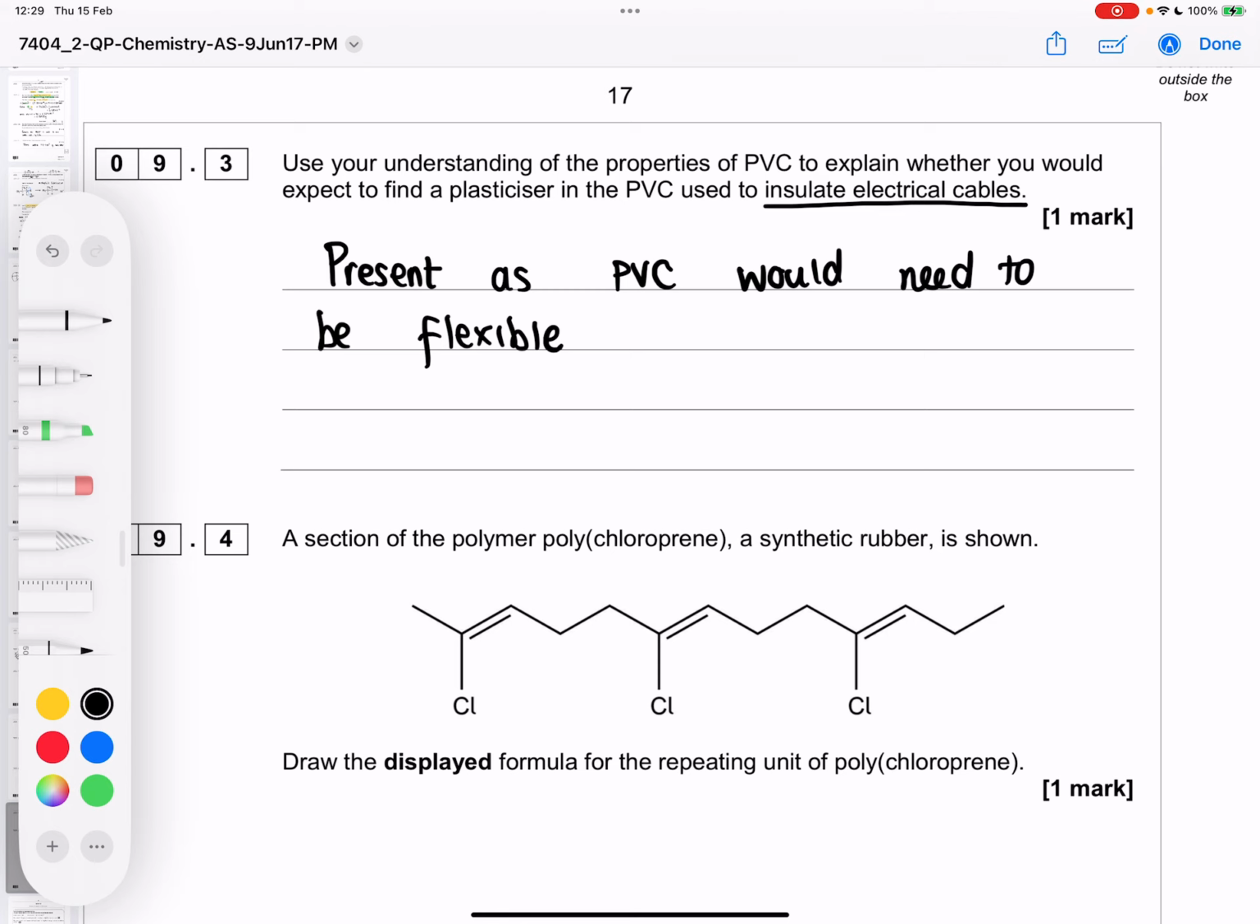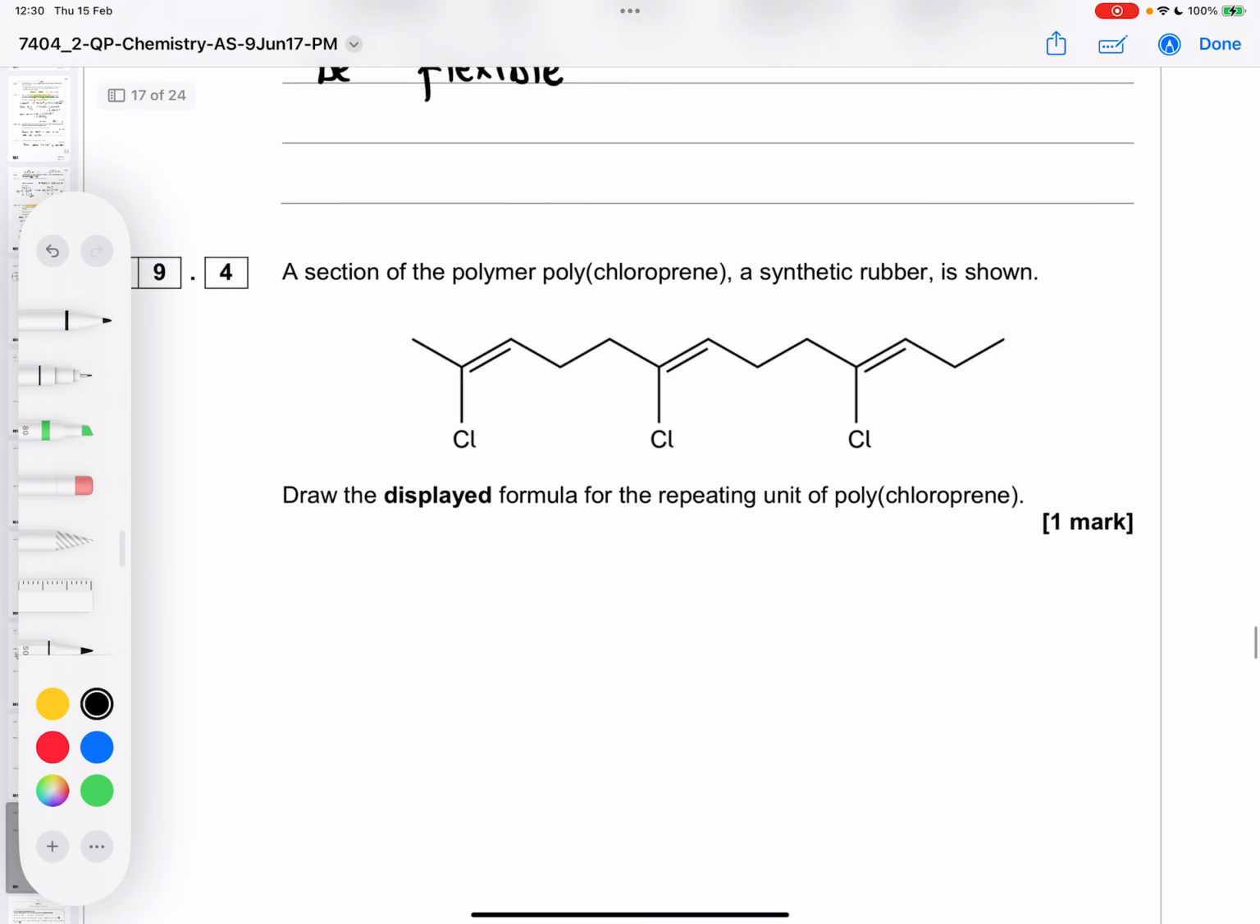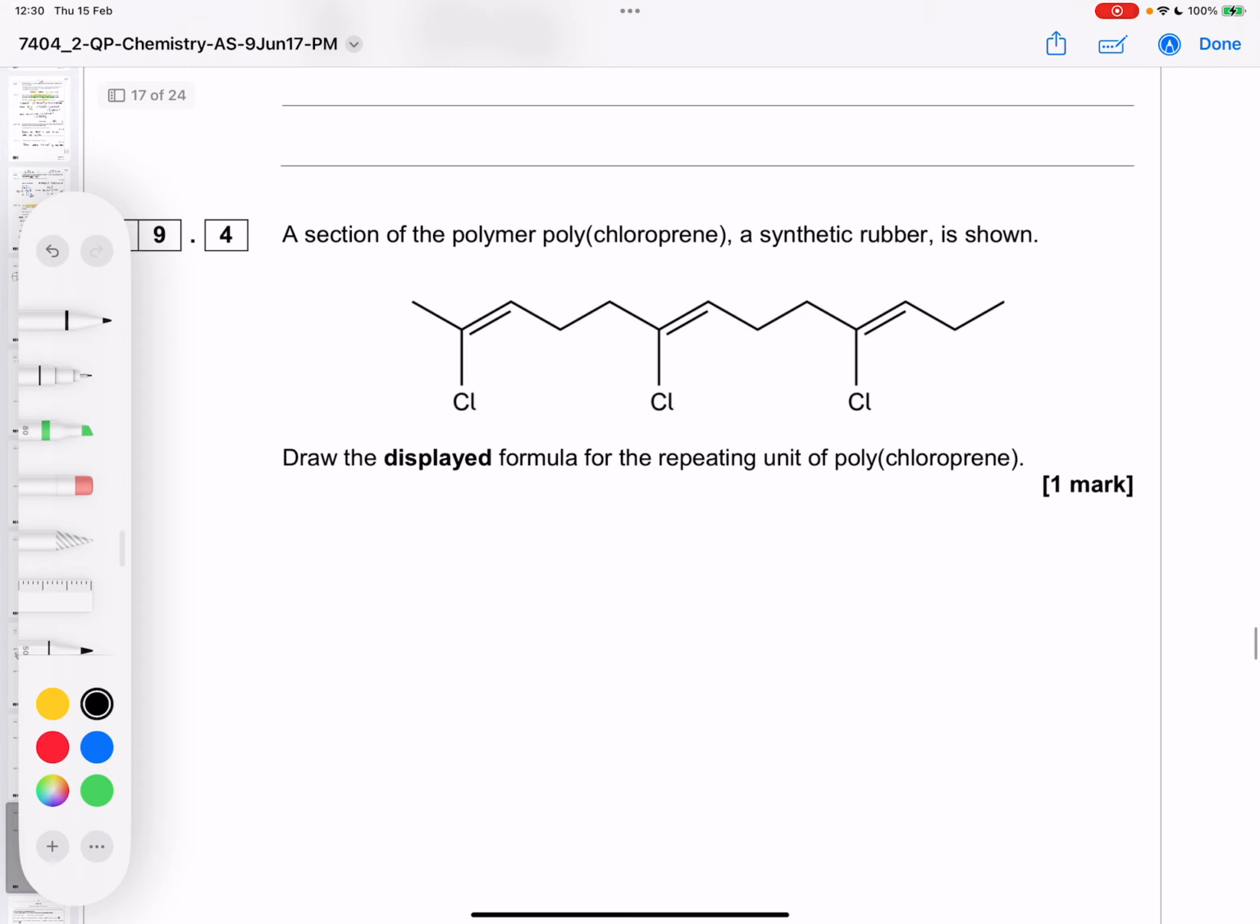Okay. The next little bit says a section of a polymer of polychloroprene, a synthetic rubber, is shown. Draw the displayed formula for the repeating unit of polychloroprene. So we need to look for where this repeats, and this is not a standard polymer. So if we were to draw a little box round it, we can see that we cut just in front of that, like that, and then that repeats again here, and then again here.